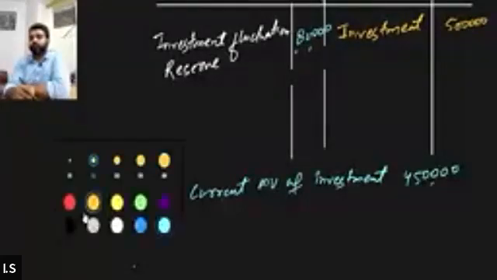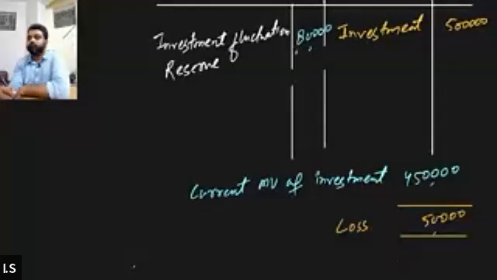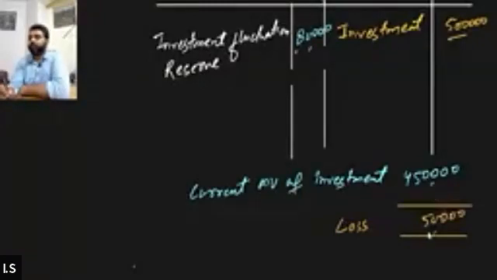That means, tell me, we have a loss of how much? The value of the investment, which was 5 lakh, reduced to 4,50,000. That means we are having a loss. Tell me the value of the loss. The value of loss is 50,000. Is that right? If the investment is 5 lakh and the market value of the investment is 4,50,000, that means we are having a loss of 50,000. Is that correct, everyone?